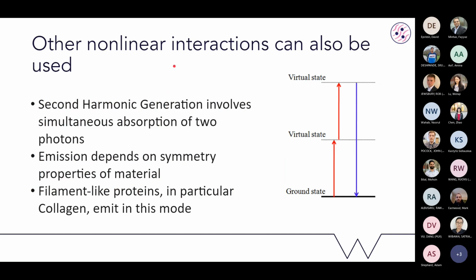Some other non-linear interactions that can also be used to get information about your tissue include something called second harmonic generation, whereby it's a simultaneous interaction of your tissue with two photons, and the emission in this mode actually depends on some of the symmetry properties of your material. So filament-like proteins, and in particular of interest to us is collagen and similar things, will be visible in that mode.